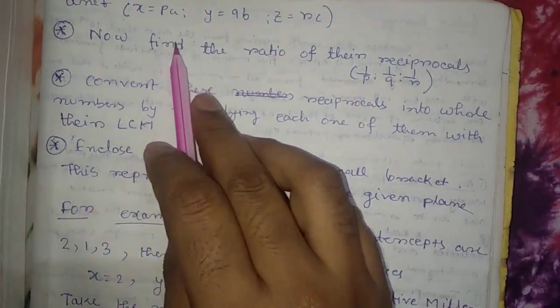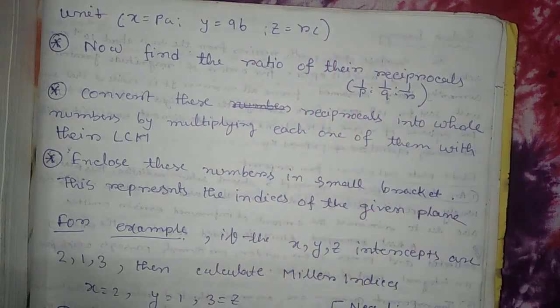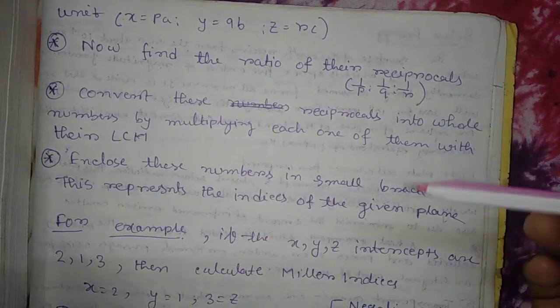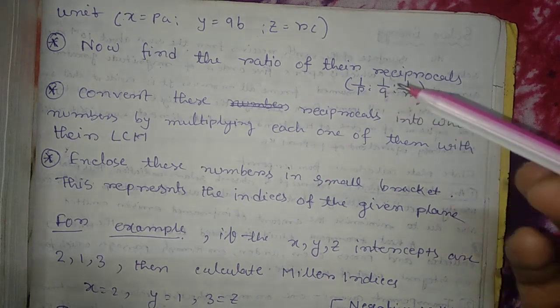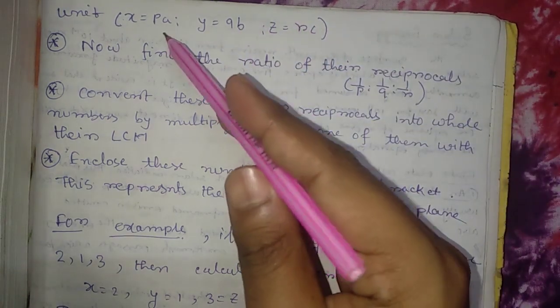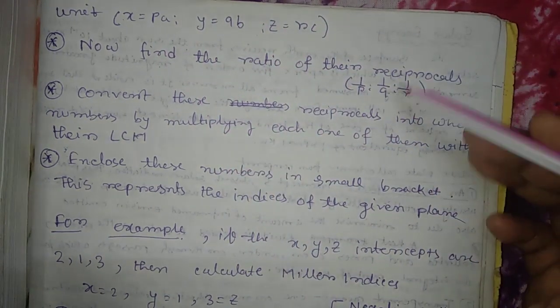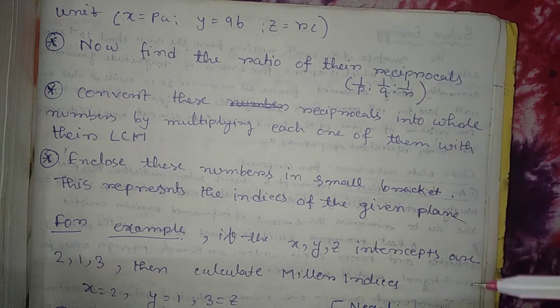The next task is to express the intercepts in terms of axial units, so x = pa, y = qb, and z = rc. The next step is to find the ratio of their reciprocals. If the intercept points are p, q, r, then the reciprocals will be 1 by p, 1 by q, 1 by r.